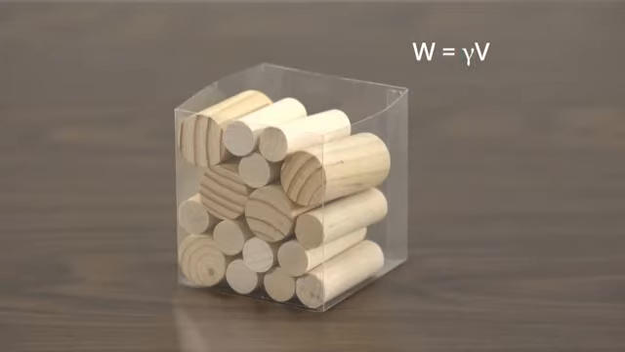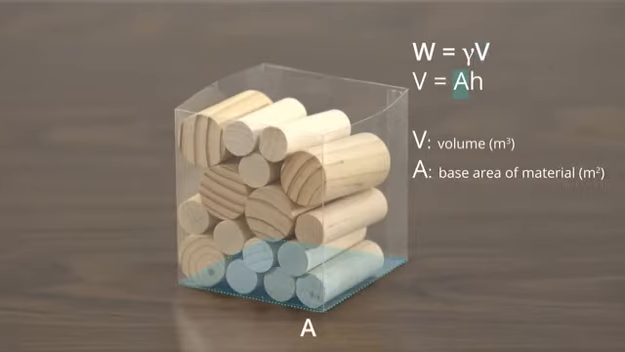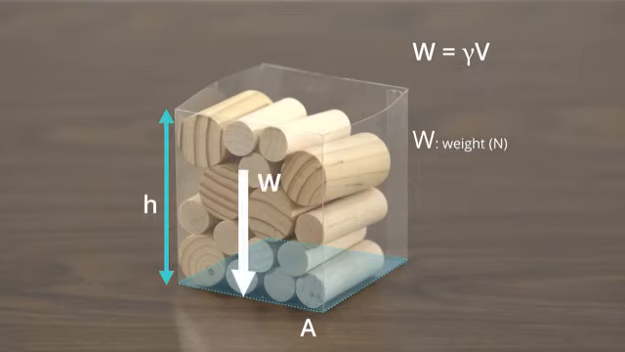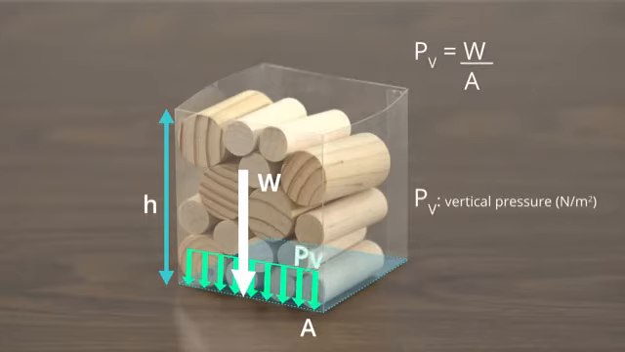The next step in our calculation is to determine the volume V of the material in the container. This can be found easily by multiplying A, the base area of the container, by its height h. To calculate the total weight, we simply multiply the weight density and the volume. When we substitute in the equations we found earlier for weight density and volume, we discover that the weight is equal to the product of the material mass density, the acceleration of gravity, the base area, and the height of the material.